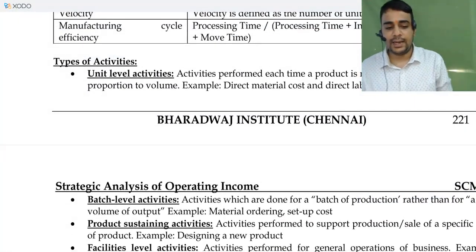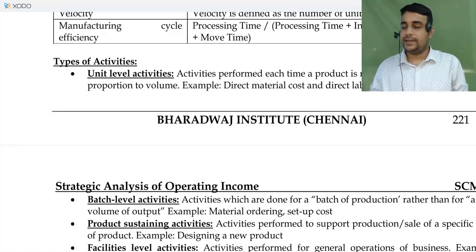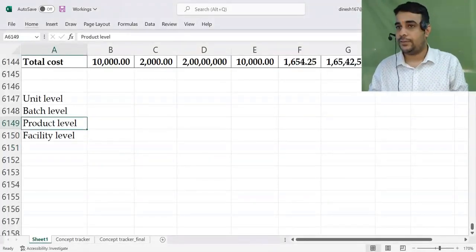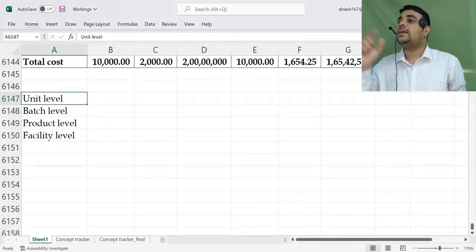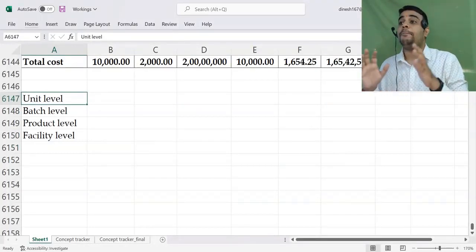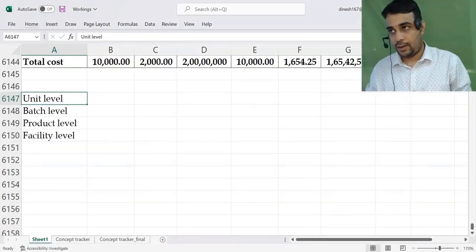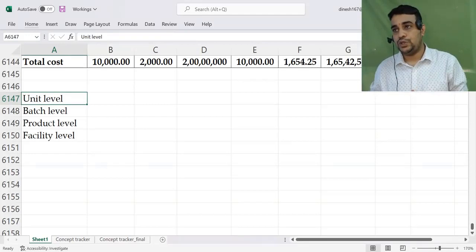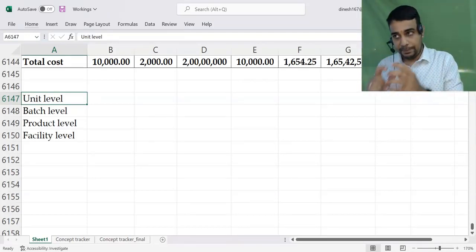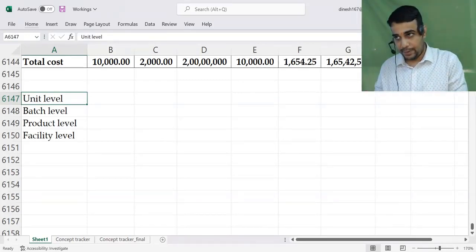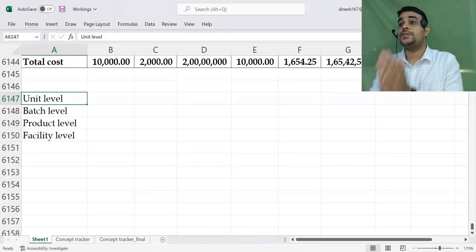Unit level, batch level, facility level and product level. There are four types of activity. Certain activities will be incurred at a per-unit level. Certain activity costs would be incurred at a per unit level. Example, direct material cost, direct labor cost, inspection cost if you inspect every unit.